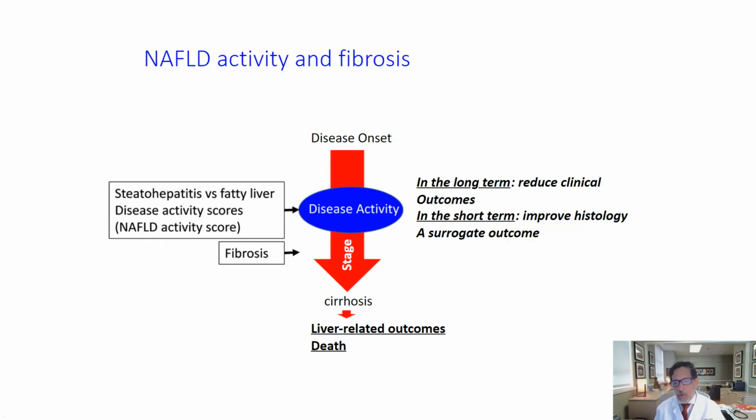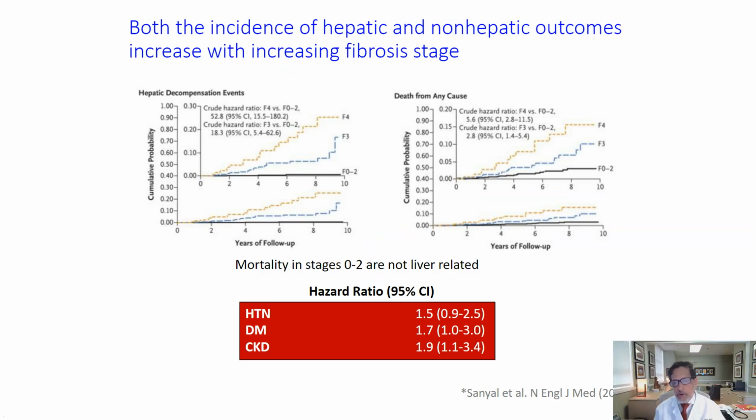So in the long term, our goal, of course, is to reduce clinical outcomes and improve survival. But in the short term, our goal is to improve these markers of activity based on the mechanism of action of specific drugs. And then, of course, to also make sure that the disease is not progressing, and that is reflected in improvement in fibrosis or stabilization of fibrosis. And we know from clinical studies that this fibrosis progression has very important prognostic information.